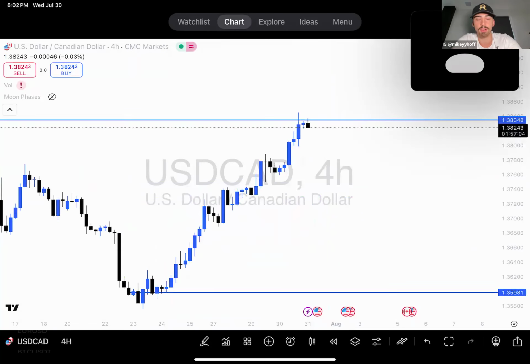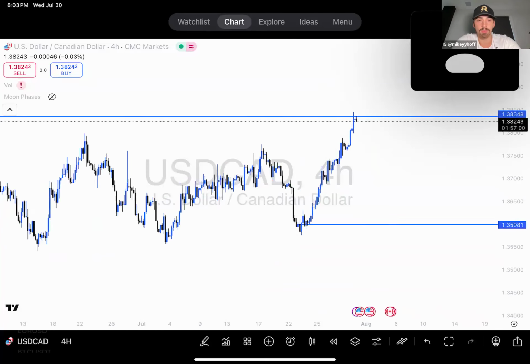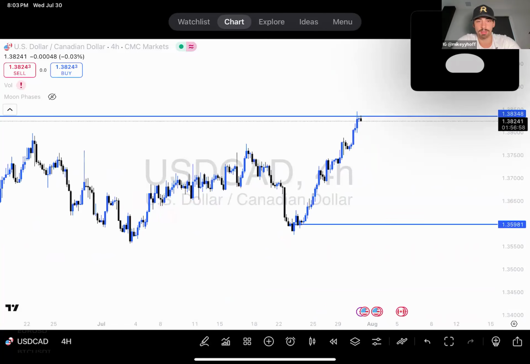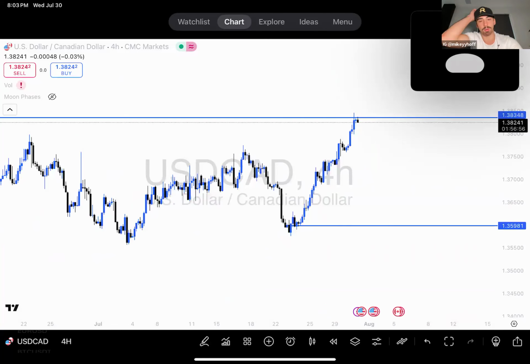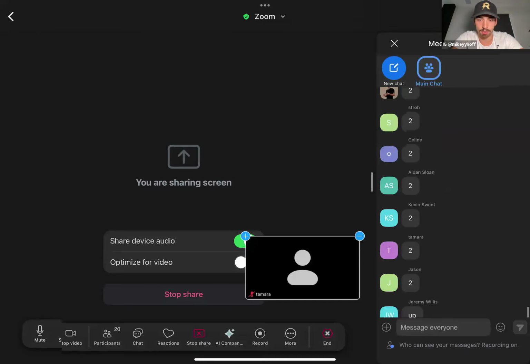Now let's go to the 4-hour time frame chart. Drop again in the chat: which direction do you think this is going in? Are we in an uptrend or are we in a downtrend? Let's see here what you guys are saying. We are in an uptrend.